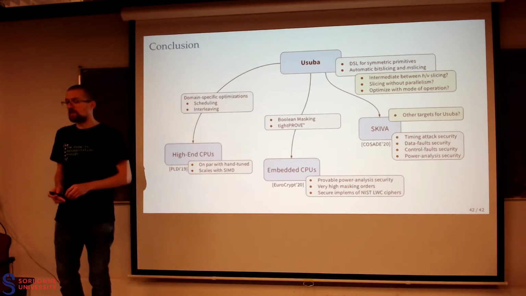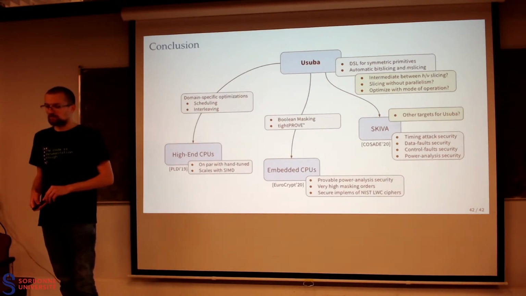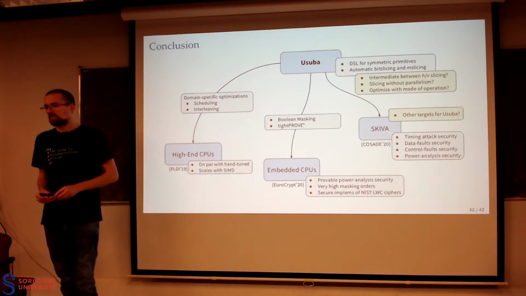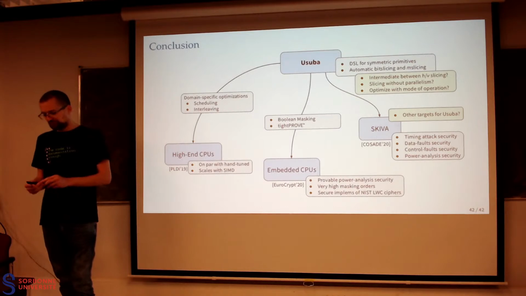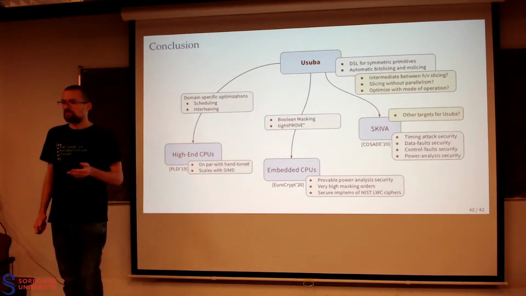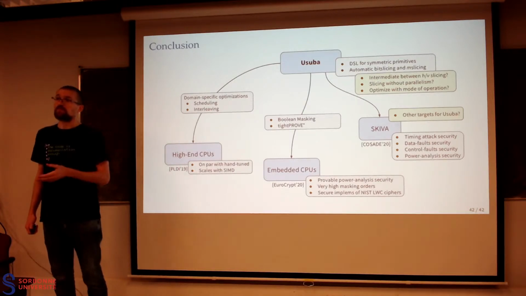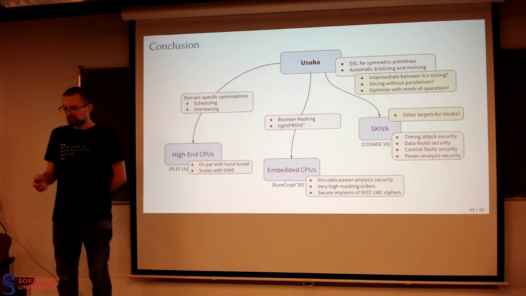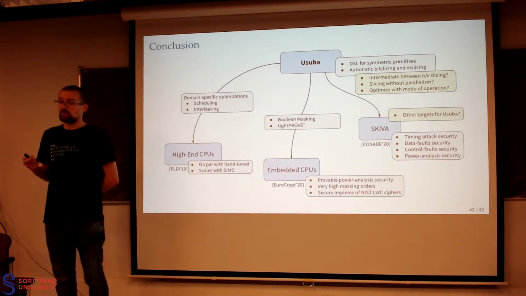Then in addition to Skiva, we could target some other platforms. There are some other custom CPUs for cryptography, for RISC-V, for instance, but we could also think of generating a hardware implementation directly, or think about the possibility to know that we have a high-level language for cryptography.